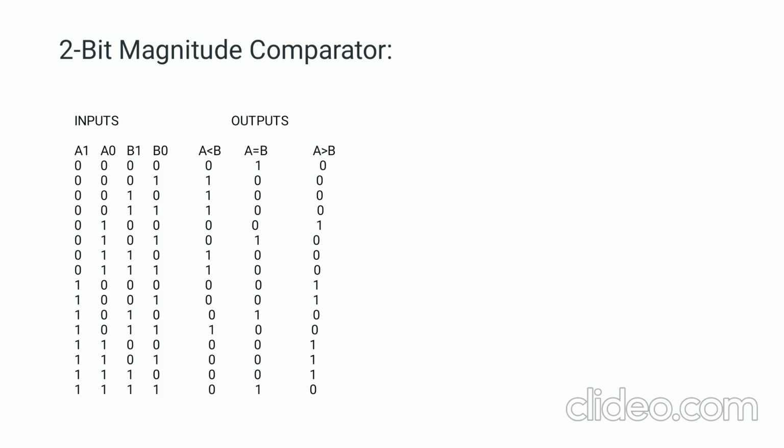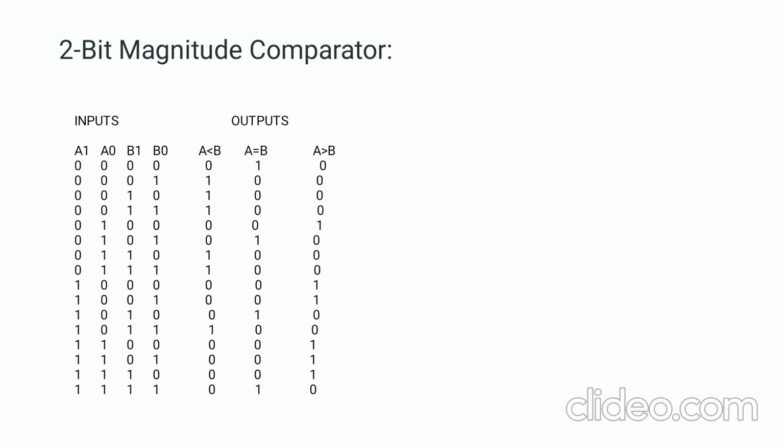In the next, the 2-bit magnitude comparator, the name itself implies A has 2 bits and B has 2 bits. A has the 2 bits A1 and A0, and B has 2 bits B1 and B0. It will produce the output A greater than B, A equal to B, and A less than B. So in total we have 4 bits: A1, A0, B1, B0. So what is 2 power 4? 16. So 16 possible combinations in the truth table of the 2-bit magnitude comparator.